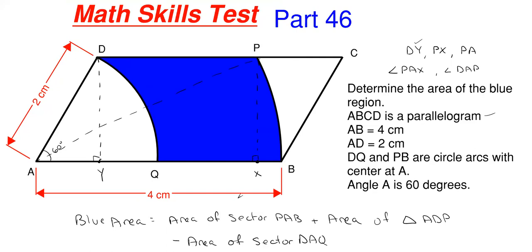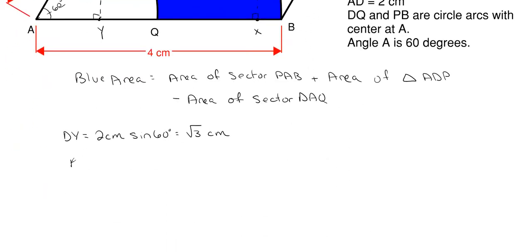Well, what about PX over here? It is a parallelogram, so DY is the height of the parallelogram throughout. PX is also the height of the parallelogram. So DY will essentially be equal to PX here. So PX is just equal to DY, which is the square root of 3 centimeters in height there. Pretty simple formula right there.